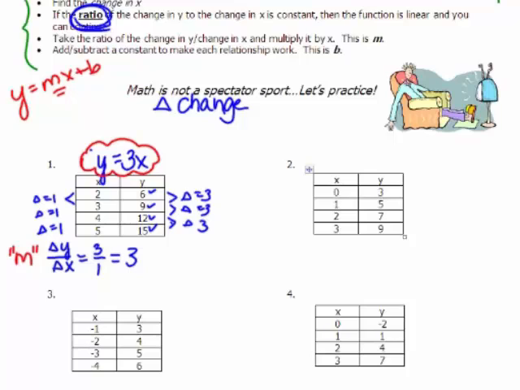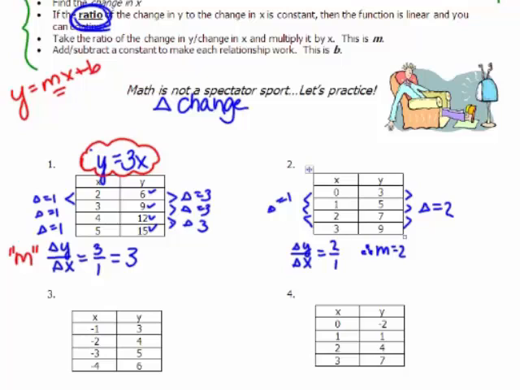All right, so let's take our baby steps and go forward. So what are the changes here? In every case, the change is 2. And it's not always going to be the same, so you have to look. In every case here, the change is 1. So my delta y over delta x, my change in y over my change in x, that ratio is 2 over 1 for all of them. So therefore, m equals 2.